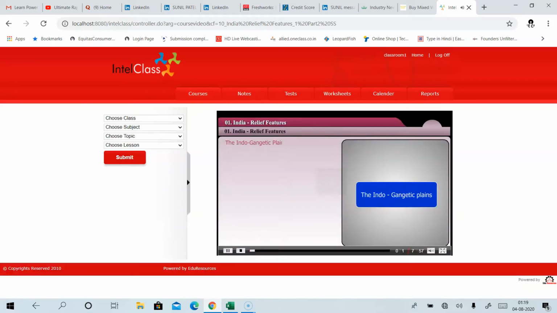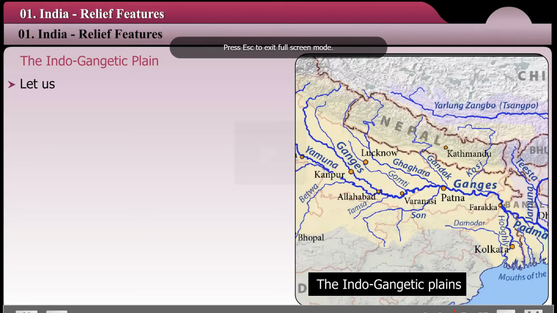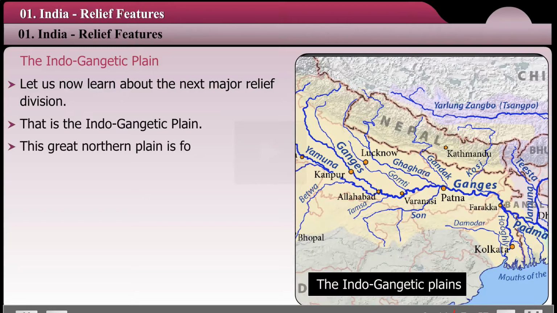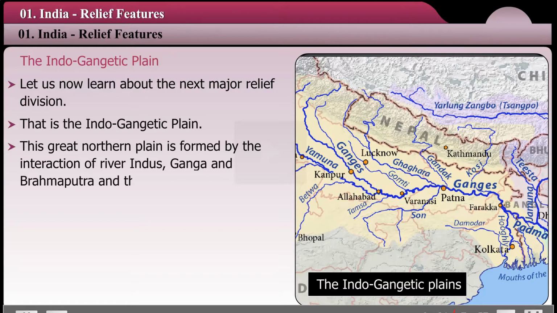The Indo-Gangetic Plain. Let us now learn about the next major relief division. This is the Indo-Gangetic Plain. This great northern plain is formed by the interaction of river Indus, Ganga and Brahmaputra and their tributaries.